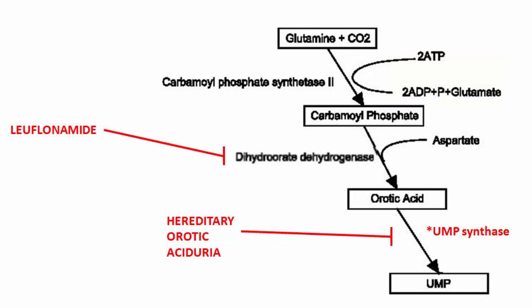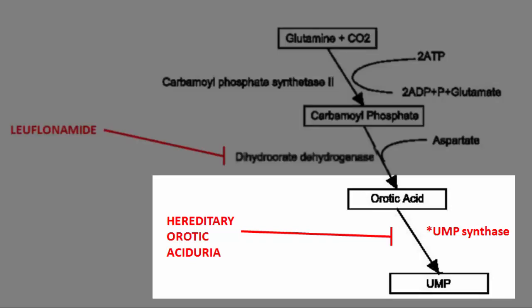The next step of the pathway involves converting carbamyl phosphate to orotic acid, using the enzyme dihydroorotate dehydrogenase. You'll also see at this point aspartate enters the pathway, which is another one of our key substrates. As we'll see, the enzyme dihydroorotate dehydrogenase is a target of a drug called leflunomide. The final step of this pathway involves conversion of orotic acid to UMP by the enzyme UMP synthase. As we'll also see, this enzyme is implicated in a disorder called hereditary orotic aciduria.